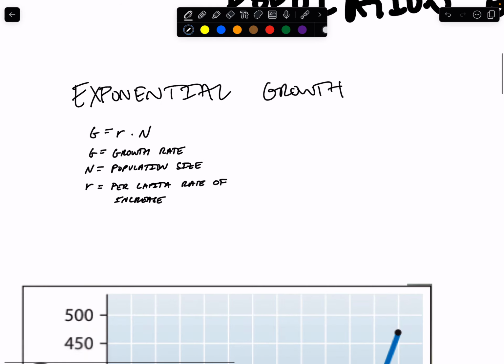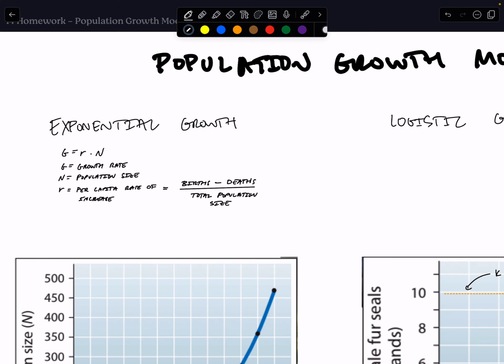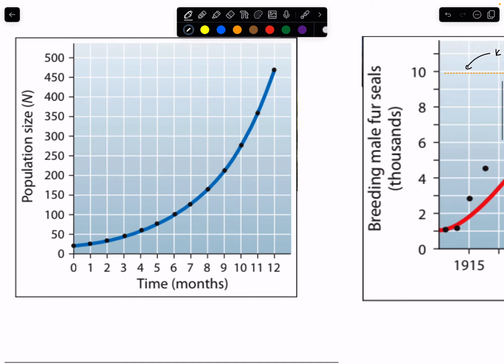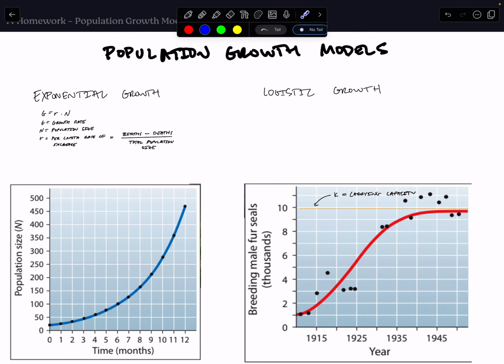The per capita rate of increase is equal to the number of births in the population minus the number of deaths in the population, divided by the total population size. Okay, let me give you a little example of how we can use this equation to predict how a population will grow under this exponential growth model.